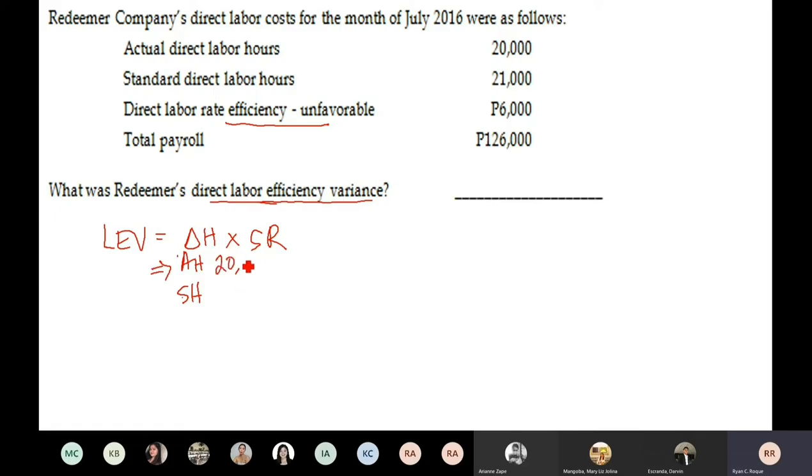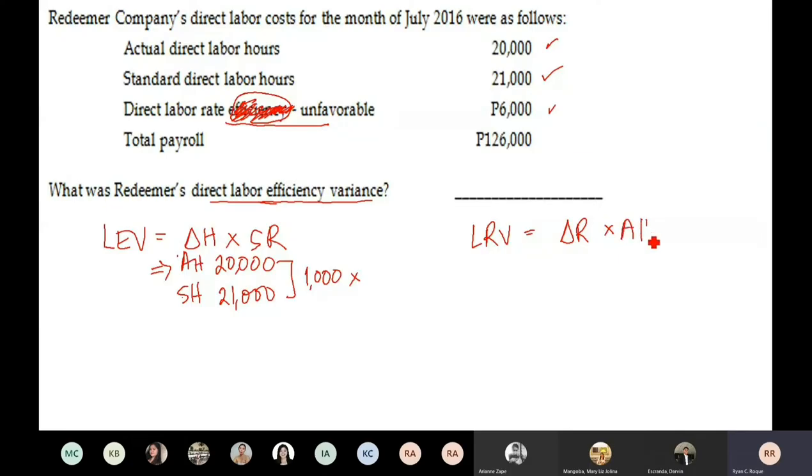So, actual hours and standard hours, I always separate the actual and standard ng ganito. Para hindi ako nalilito, sometimes tama yung value, pero yung F or U, favorable or unfavorable, minsan na pagbabaliktad. Actual hours natin, 20,000. Standard hours natin ay 21,000. So, ang difference natin ay 1,000 hours. Multiply ng standard rate, eh wala ata. Makukuha ba natin standard rate? Mukhang dito natin pwedeng makuha. Kasi ang labor rate variance, direct labor rate variance is equal to difference in your rate times your actual hours. Okay, sabi rito, 6,000 daw.